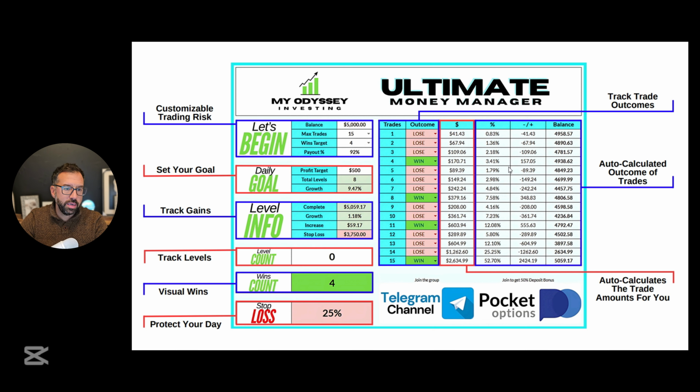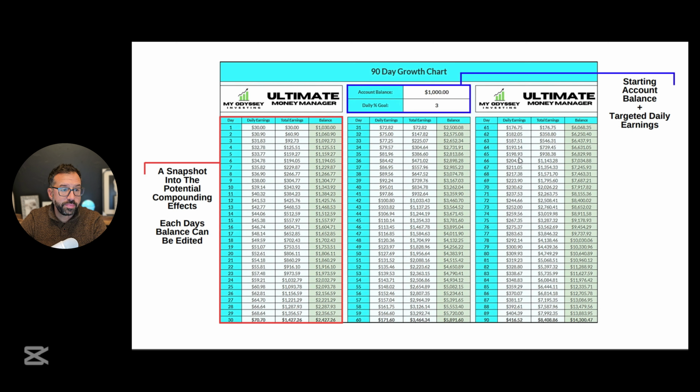inside this document, I have 3 charts for you inside this Ultimate Money Manager document. The second chart is this one right here. It is a 90-day growth chart. And what this is, you will put in whatever your account balance is to start. Let's say you start on a Monday with $1,000. Whatever your daily goal is, you are going to change right here.